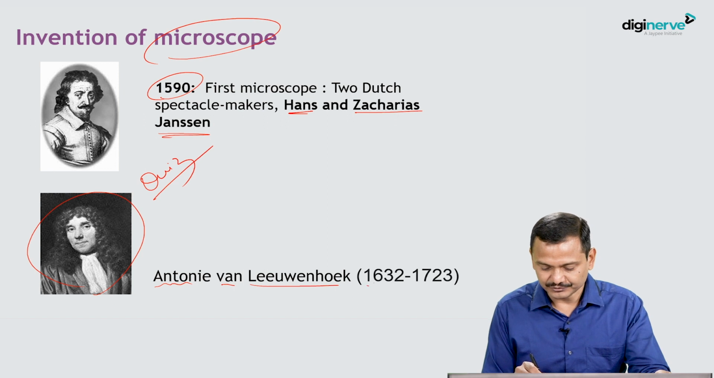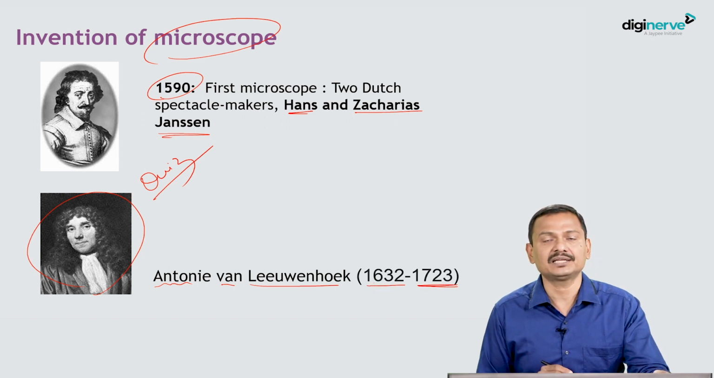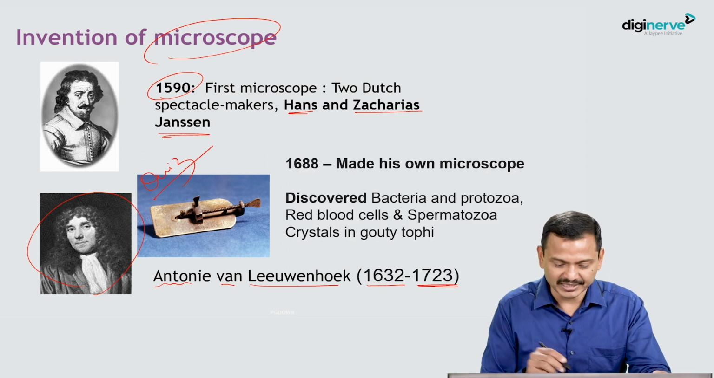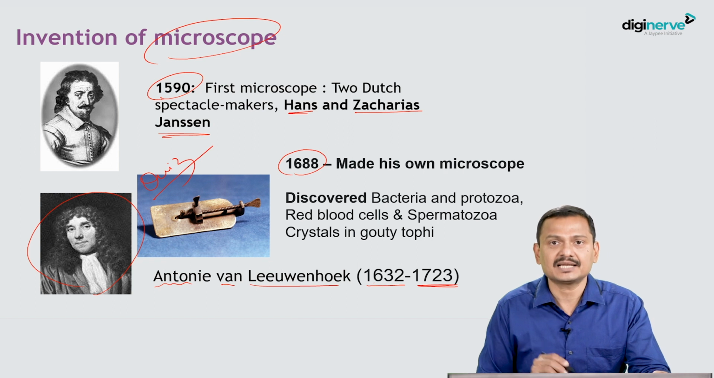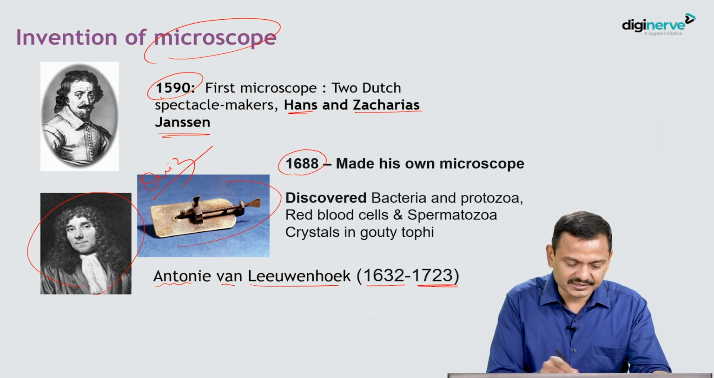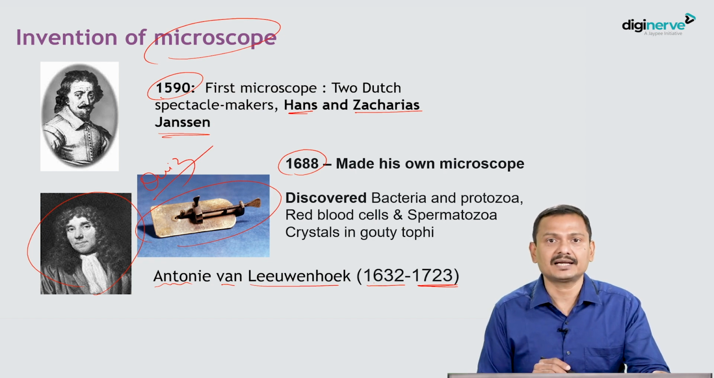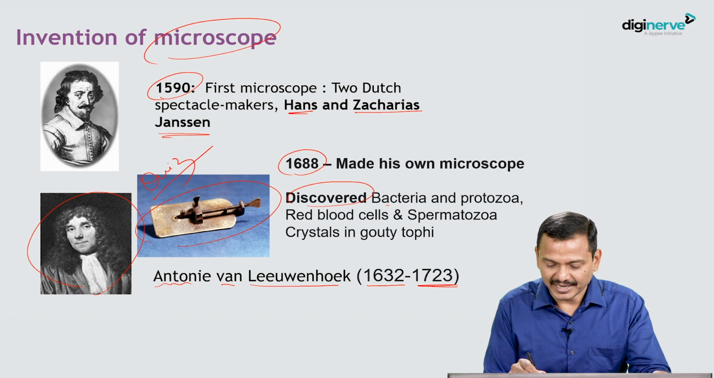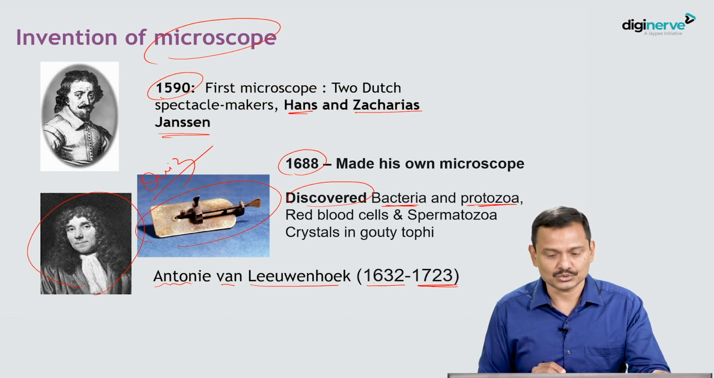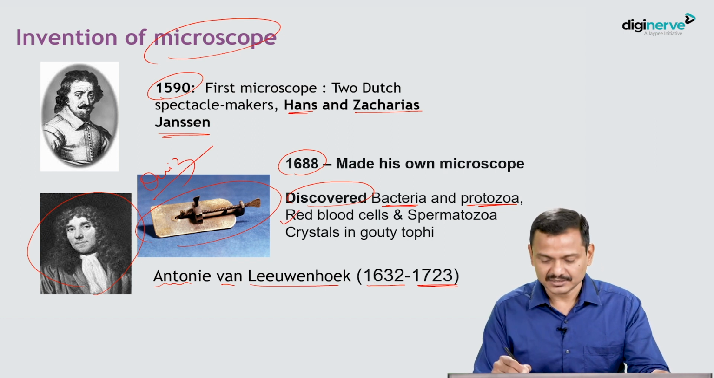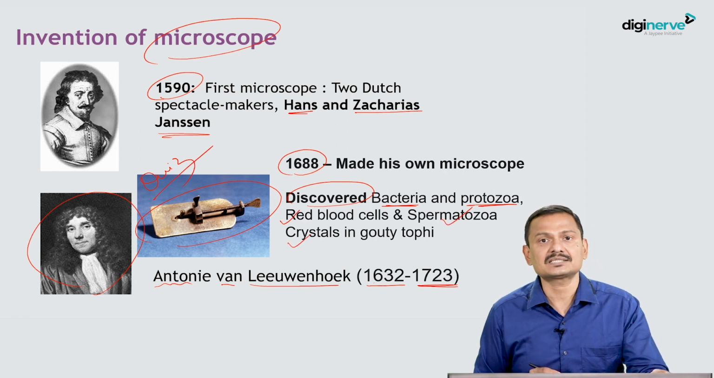Okay, he lived from 1632 to 1723. He also made his own microscope in the year 1688, and this was the first microscope made by Leeuwenhoek. Okay, and he is credited to have discovered bacteria as well as protozoa. Okay, he was the first person to see red cells, spermatozoa as well as crystals under the microscope. Okay, so that was about the microscope.